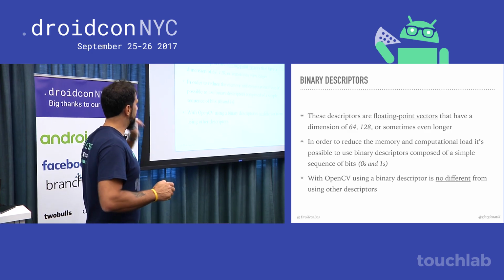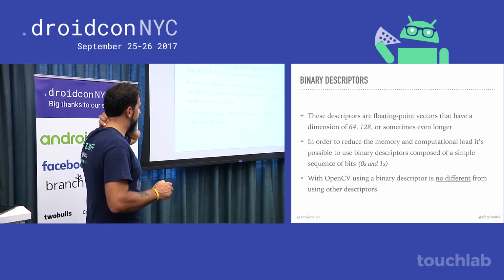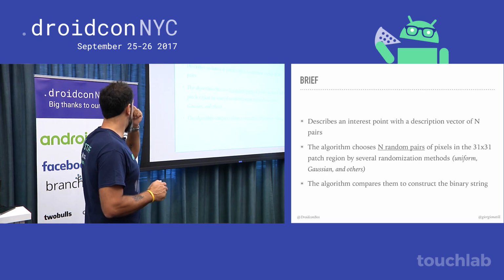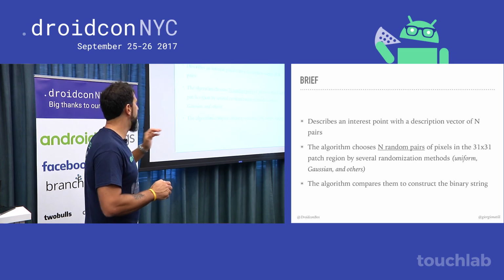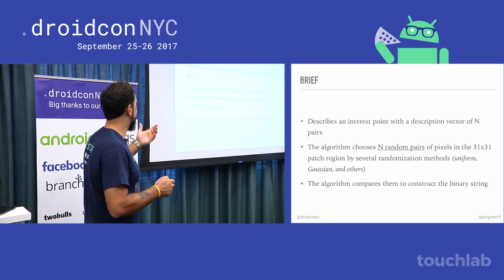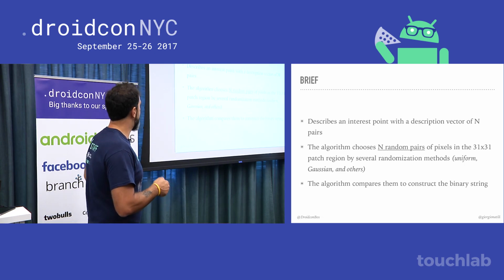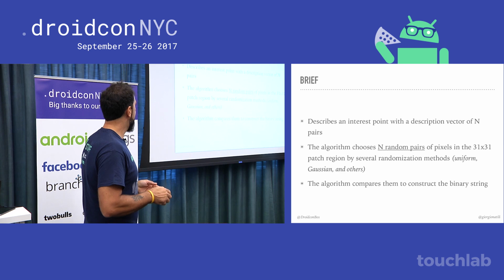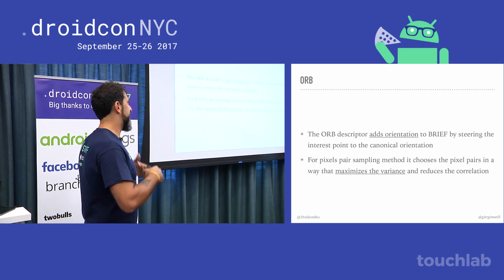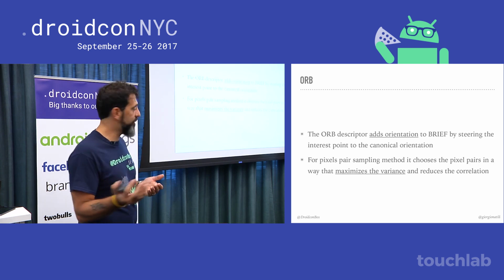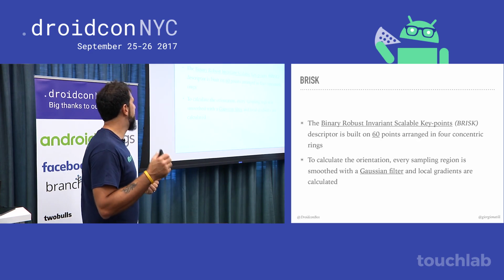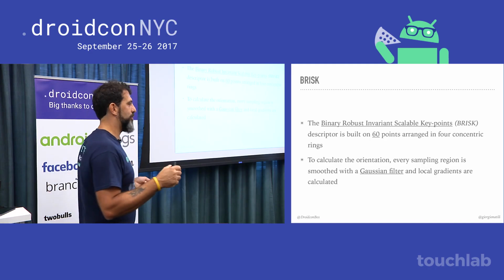So binary descriptors are maybe the easiest one, representing everything with a 0 and 1. BRIEF describes an interest point with a vector of n pairs, so it's a little bit bigger, and usually it's performed by treating the image beforehand with Gaussian filters and other filters. There is ORB, another descriptor that gives you the orientation of your pixels. And there is BRISK, the binary robust invariant scalable keypoints, impossible to remember.